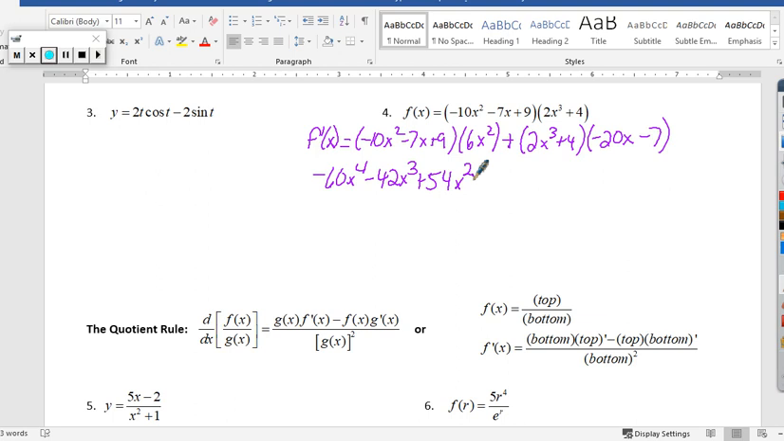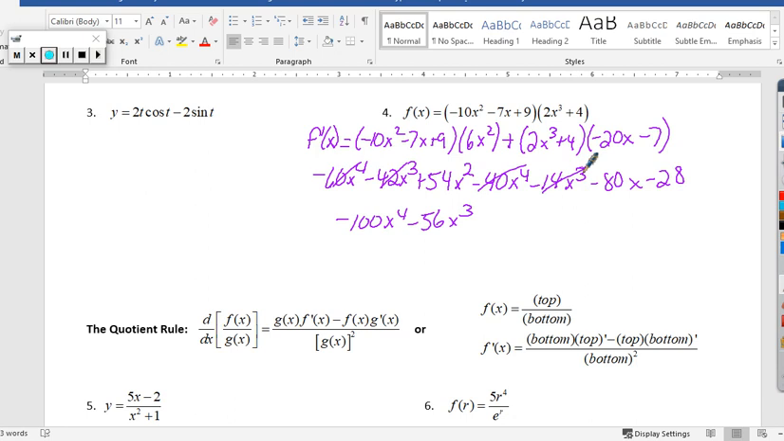Over here we're going to have minus 40x to the 4th. Over here, we're going to get minus 14x cubed. Over here, we'll get minus 80x. And then minus 28. All right, so what we're looking to do is combine up any like terms at this point. So we have the fourth powers, so it's going to be minus 100x to the fourth. Combining up the cubes, we get a total of minus 56x cubed.